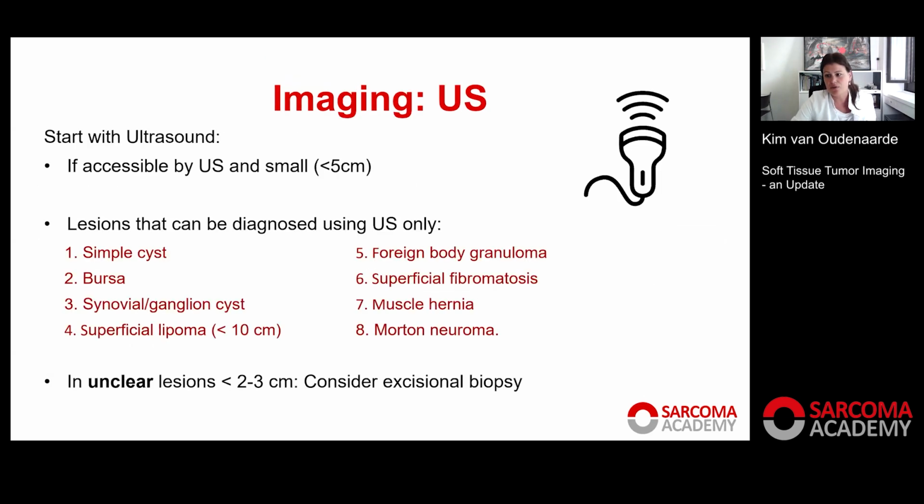So then the imaging itself, we start off with ultrasound if the lesion is accessible and smaller than 5 centimeters. So for instance, a retroperitoneal mass is not really suited for ultrasound. Lesions that can be diagnosed using ultrasound only include simple cyst, a bursa, ganglion cyst, the lipoma, a foreign body granuloma with a proper history, the superficial fibromatosis, a muscle hernia, and a Morton neuroma. And in unclear lesions smaller than 2 to 3 centimeters, an excisional biopsy should be considered.